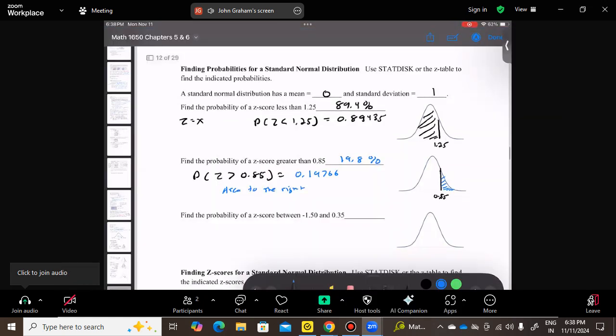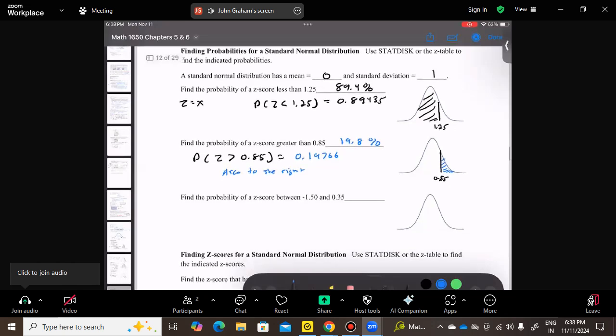Now, the last one, we want the probability of a z-score between -1.5 and 0.35. So we've got to do this twice, and we want both to the left. We always take both to the left. You can do both to the right, but this is easier for me to do, both to the left. Actually, let's do the higher one first, that way, when we subtract, it's down. And the probability of z less than negative 1.5.